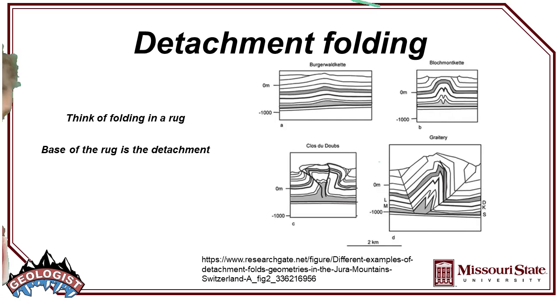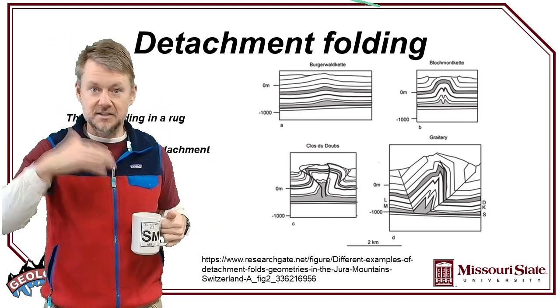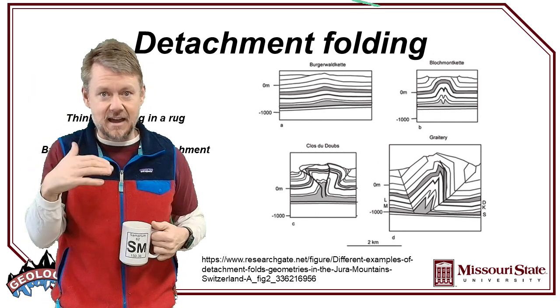You can also get what are called detachment folds. These are really wild. So if you have a detachment fault or a décollement at depth, the rocks above are detached from everything beneath that fault surface.